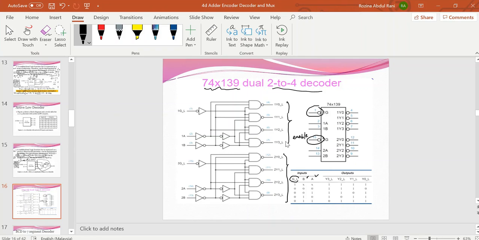So what is the function of enable? This additional input pin labeled enable can control the output from the device. This extra input allows the decoder output to be turned on or turned off as required. So this is like the main switch, the main switch on or off for your decoder.